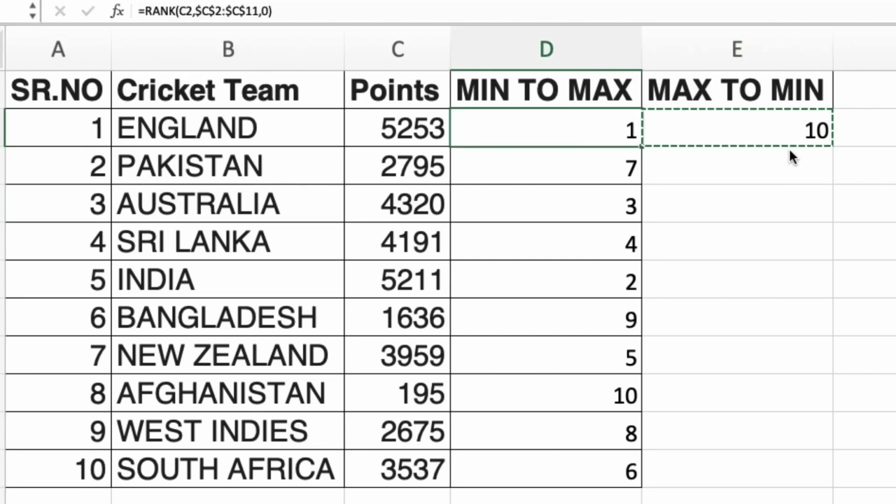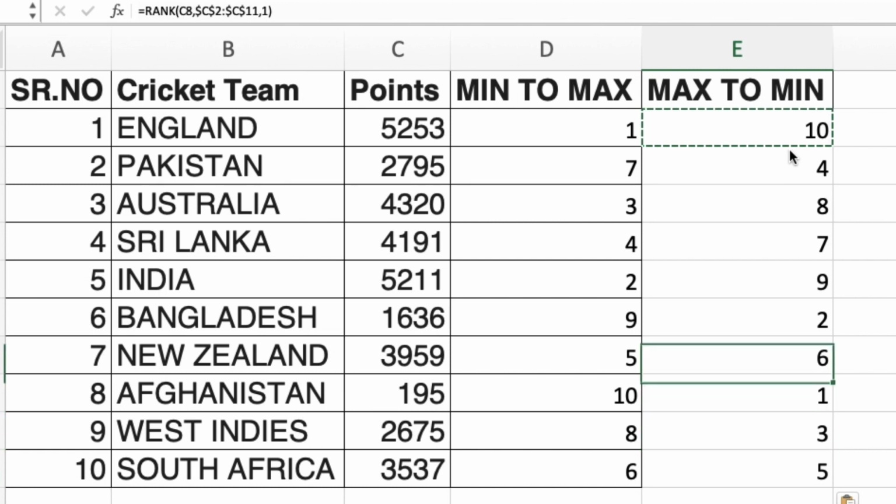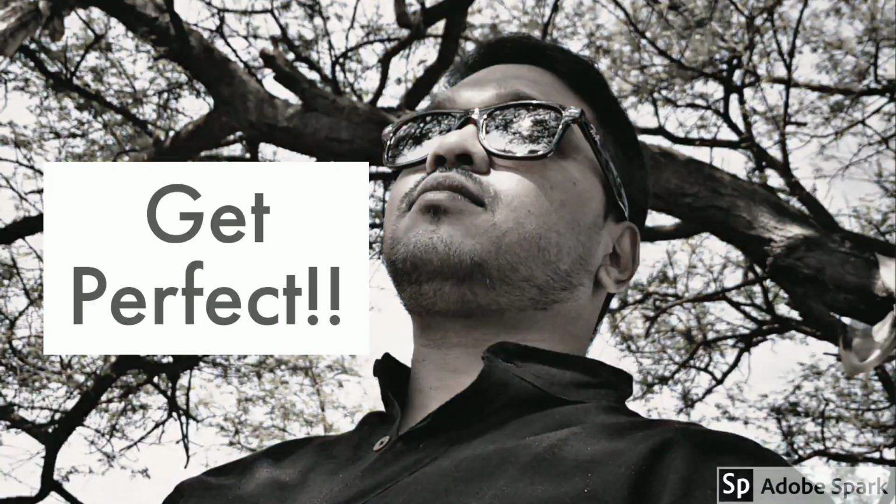So this is vice versa, where India was at second position here. Now it is at 9th position. England was on first position. Now it is at 10th position. Australia was on third position. Now it's at 8th position. So this is from 1 to 10, and this is from 10 to 1. What is the lowest? The lowest was Afghanistan team with 10th position. Now it has come to first.